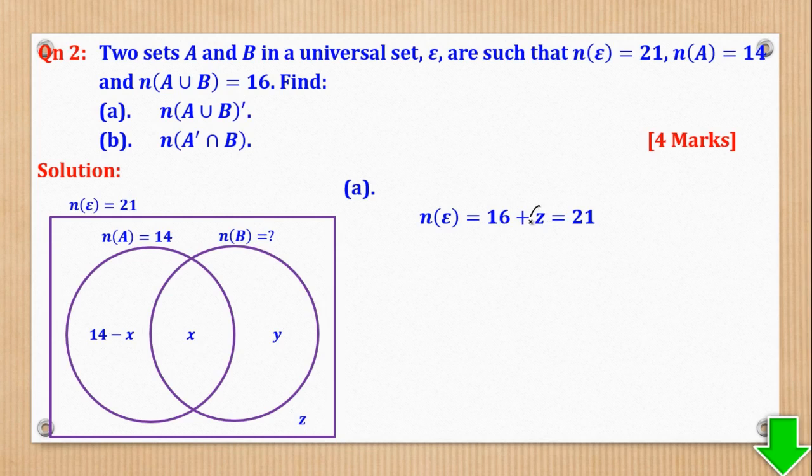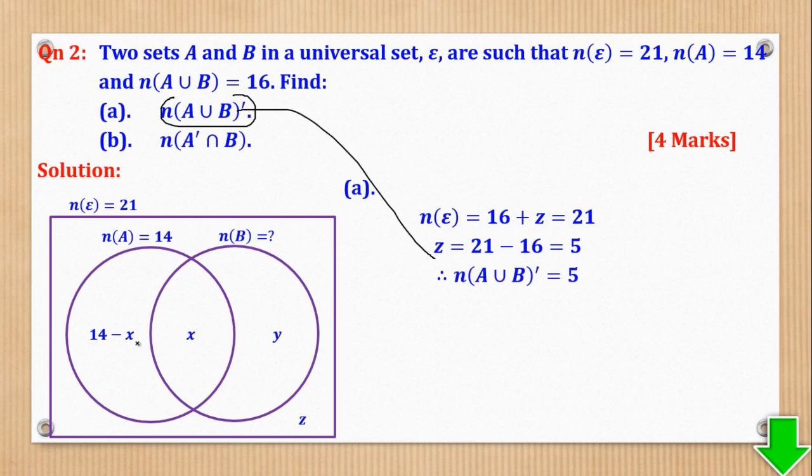So here, the good thing, I have only one unknown. So my work is to look for a way of making it the subject. And when I do that, by taking this 16 this side, I'll come up with 5 as the value of z. And you really realize that z is the value of complement of A union B. So complement of A union B means what is not here. It should be this.